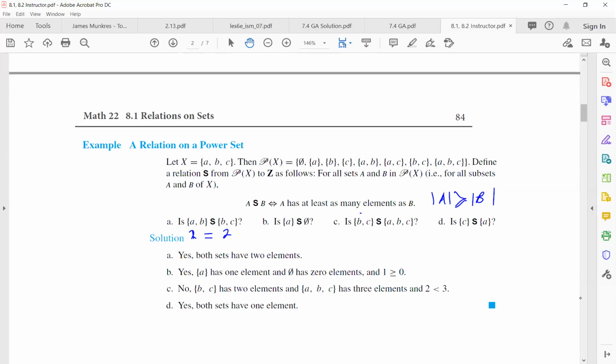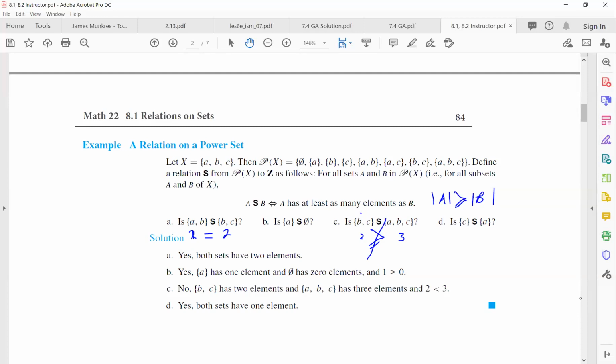The cardinality of set A is 1, and the cardinality of the empty set is 0. Since 1 is greater than or equal to 0, it means that B is true. Take a look at C. The cardinality of this set is 2, but the cardinality of X is 3. As you can see, 2 is not greater than or equal to 3, so this is no relation.